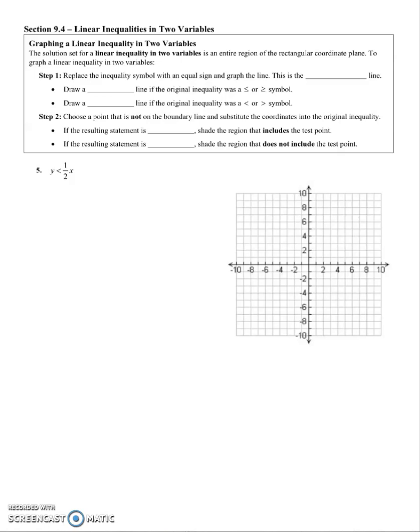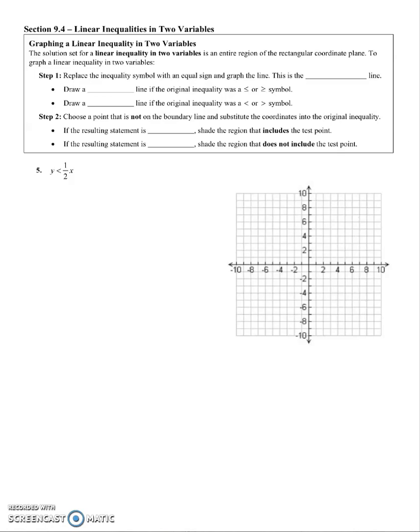Okay, this is the video for 9.4. We're going to start talking about linear inequalities in two variables. In 9.1, we talked about linear inequalities in one variable. So the solution set for a linear inequality in two variables is an entire region of the rectangular coordinate plane.